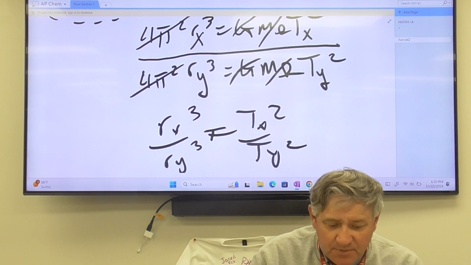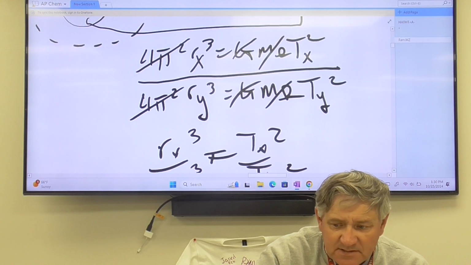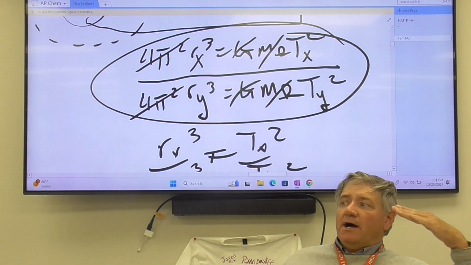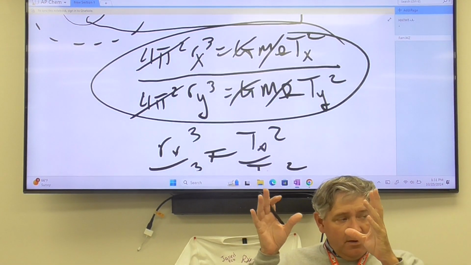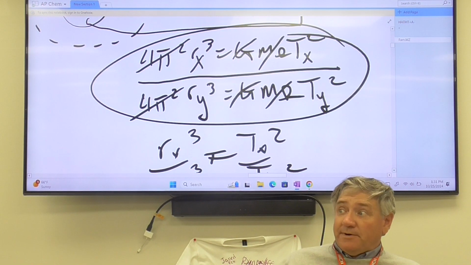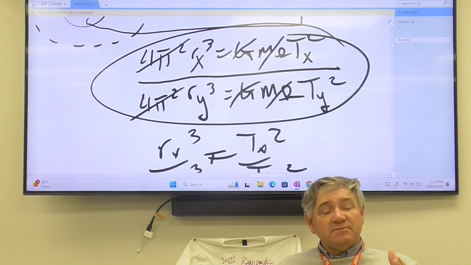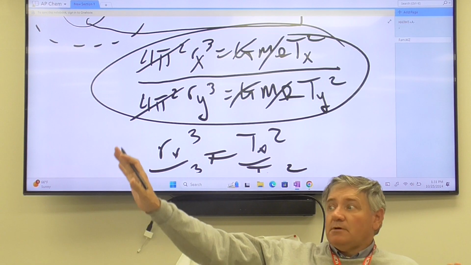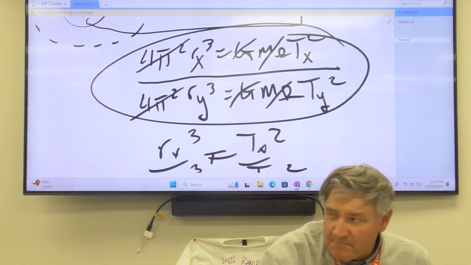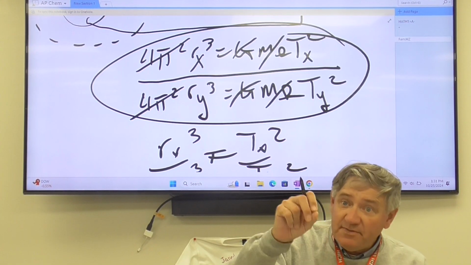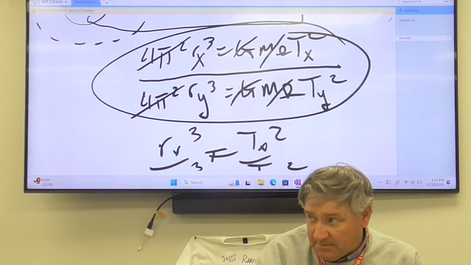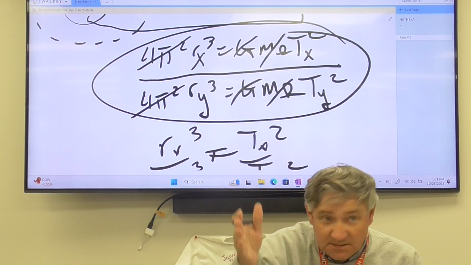But here's the bigger truth. This is why this only works for objects that orbit the same center. This is why I can use this to compare the orbital periods of the moons of Jupiter, because they all orbit Jupiter. But I couldn't use Kepler's laws with our moon and a moon of Saturn, because they don't orbit the same center and the masses wouldn't cancel out. So that's why this only works when you have things that are orbiting the same center, because that's the only way you get the mass to cancel out.